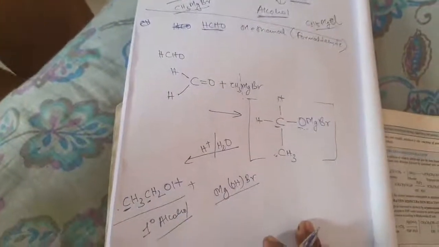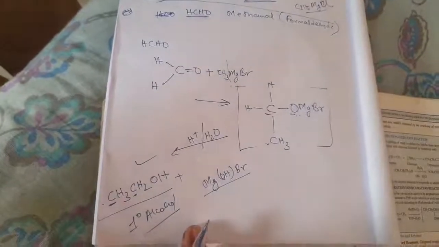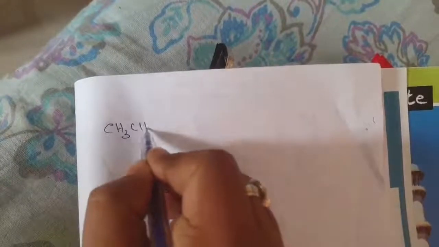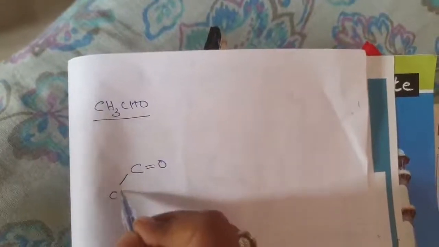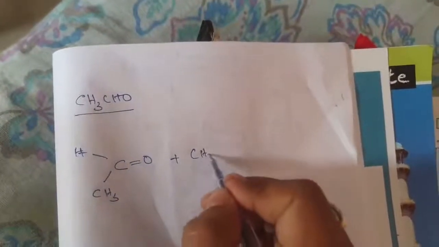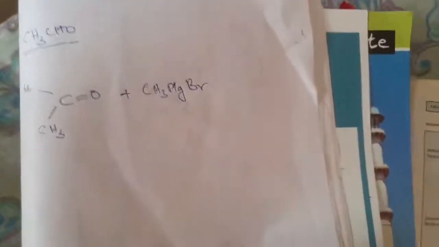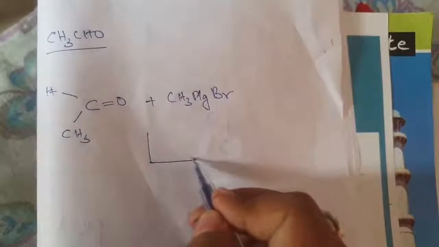Now I want you to see one interesting thing. Just keep in mind that this is a primary alcohol. Yeah, it is a primary alcohol. Now let me go ahead. Let me treat CH3CHO. This is what? Ethanal. This is also an aldehyde. C double bond O with CH3 and H. Treat it with the Grignard reagent CH3MgBr. So what is the result you will get?